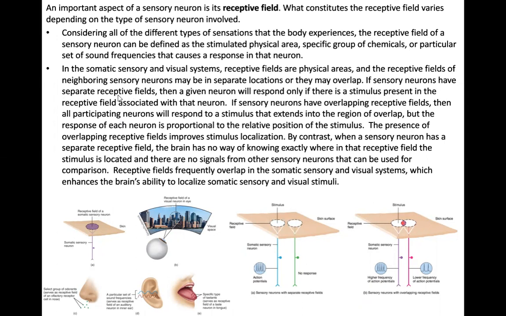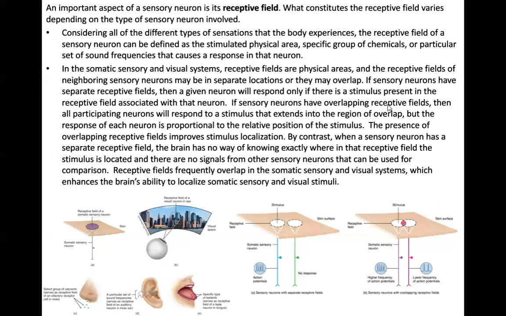So if sensory neurons have separate receptive fields, then a given neuron will respond only if there is a stimulus present in the receptive field associated with that neuron. If sensory neurons have overlapping receptive fields, now look at our purple and pink. Even if we were to separate pink by itself, the stimulus is not happening within its receptive field. Okay, because its receptive field will be right there, and the stimulus will be right over there. But look, we still are creating action potentials. Not as many, though, as what we see over here.